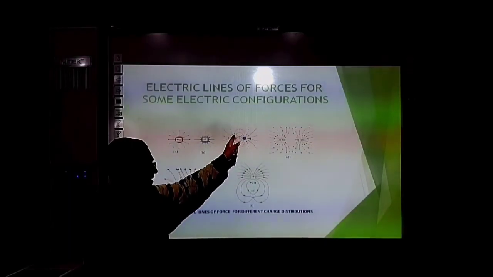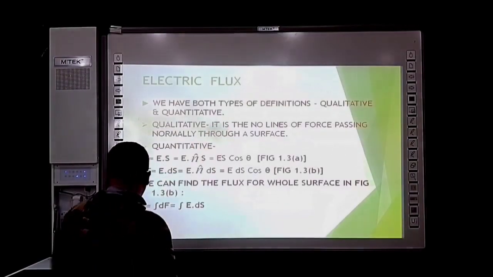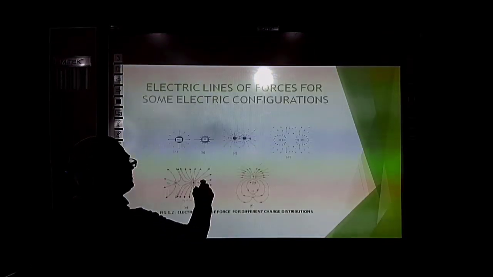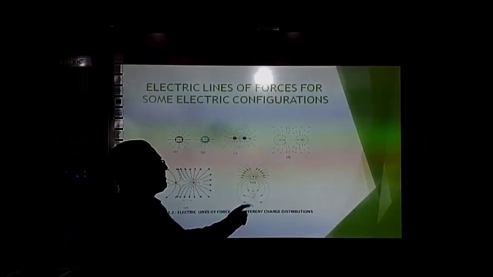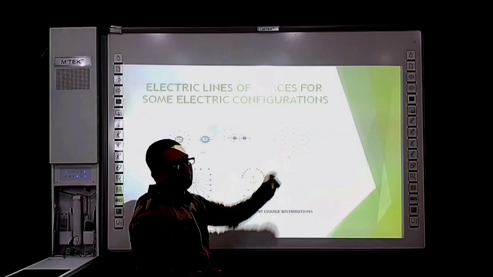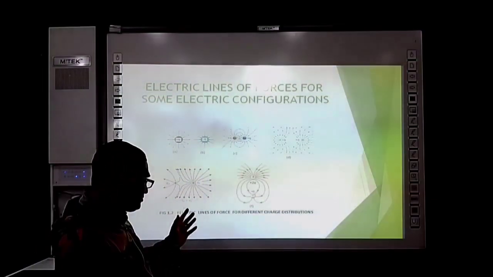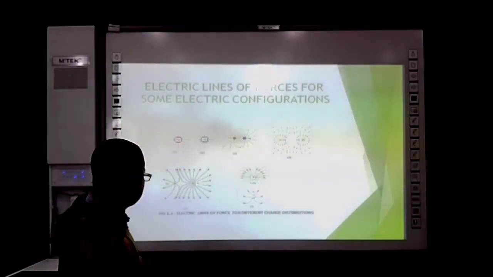So these are some other lines where they are starting from plus Q and then entering at minus Q. These are two equal charges, plus Q, both the same, like charges, and for these two equal positive charges, the lines of force are like this.